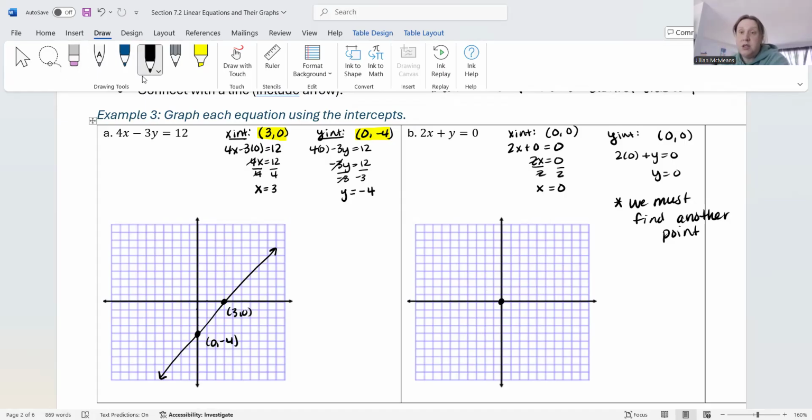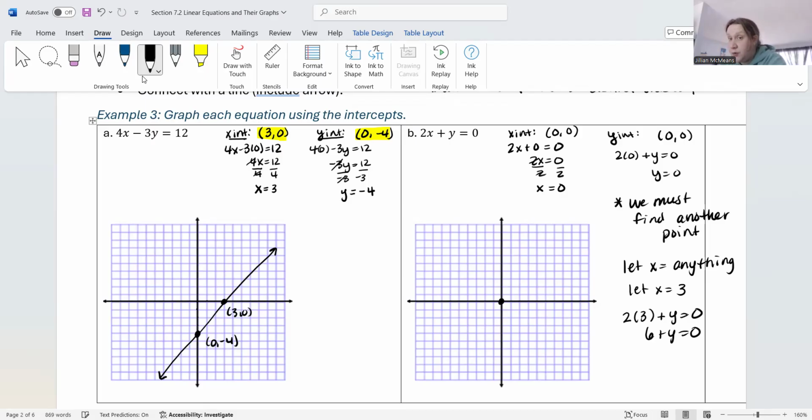So the question is, what point? It can be anything. So we can let x equal anything. So for fun, let's say we let x equal, I don't know, 3. I pulled that out of thin air. You could let x be anything. So if we let x equal 3, then we get 2 times x, which is 3, plus y equals 0. 2 times 3 is 6. 6 plus y equals 0.